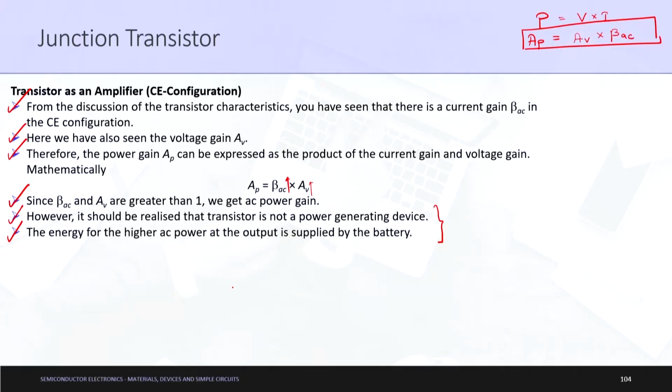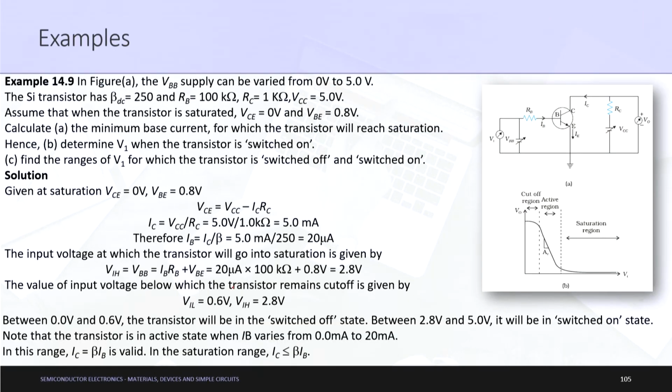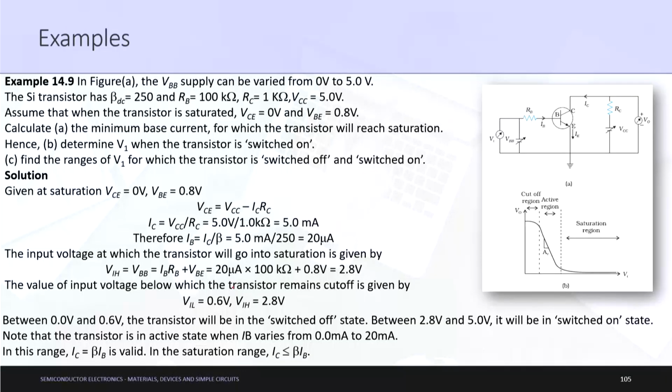That being said, I think this is the end of transistors and amplifiers. In the next class, we will do two simple examples regarding this concept. One question is regarding the switch, and the second is regarding the amplifier, and then we will move on to the final concept of the transistor, which is its application as an oscillator. So, let me stop here. We will continue in the next part of this lecture. Thank you so much.